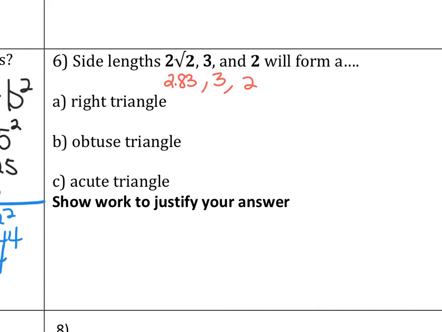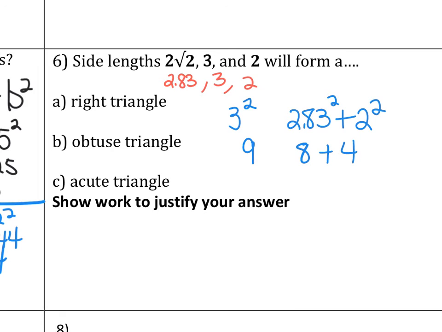So what we want to do is write the largest side, 3 squared, and then we'll put the other 2 on the other side, 2.83 squared plus 2 squared. When we square 3, we get 9. When we square 2.83, we get close to 8, plus 4. So 9 and 12, we're going to make a comparison, and 9 is less than 12. And if it is less, then the triangle is acute.